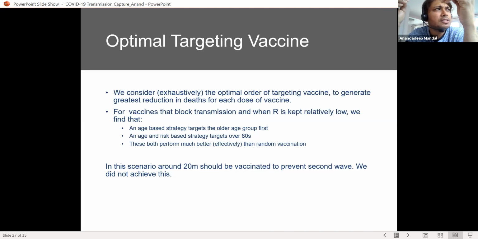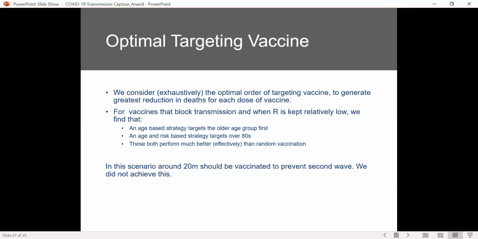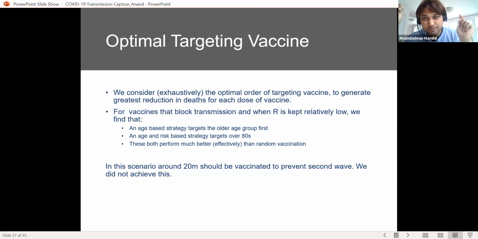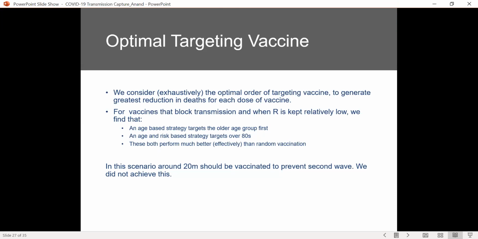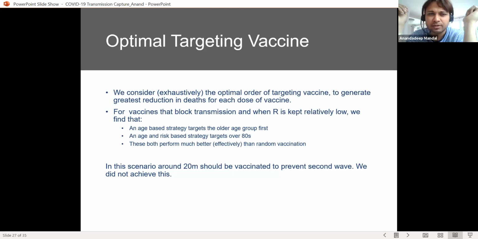Random vaccination means you have a vaccination center and you walk in. So whoever comes gets a first dose vaccine. Against age-based, that means you have a vaccine center, but you cannot just go. The GP will call you if you fall into that particular age group. So we ran two models to see which one is better: whether everyone should go and whoever comes gets it, or the other one.